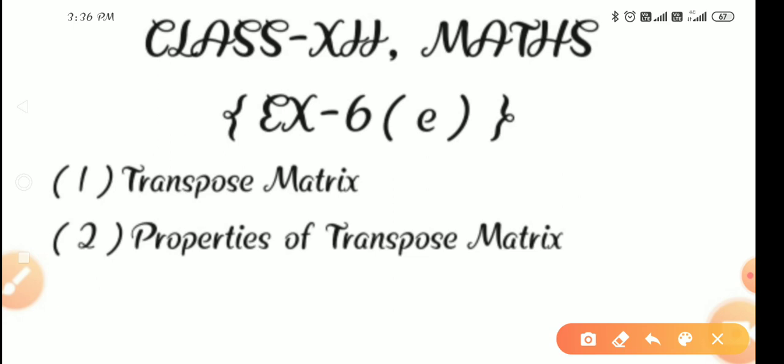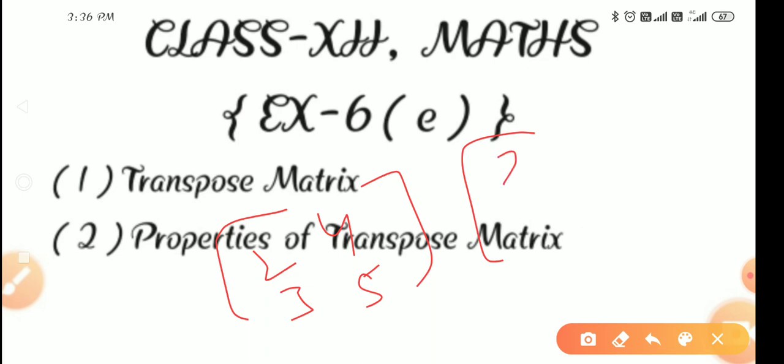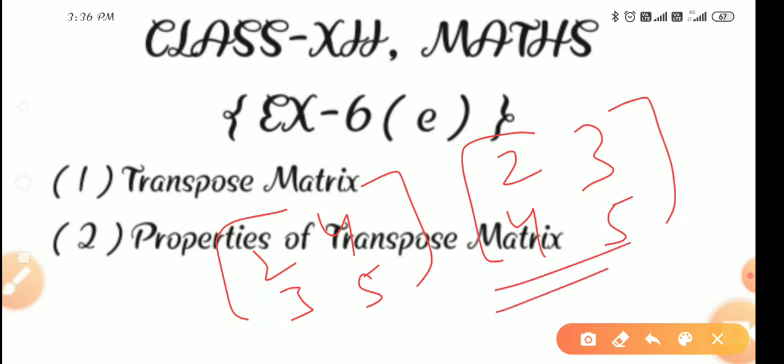Suppose that you are having matrix 2, 3, 4, 5. Then its transpose matrix, you convert rows into columns and columns into rows. So it will be 2, 4, 3, 5. So rows you have made columns and columns you have made rows. So this is the transpose matrix.